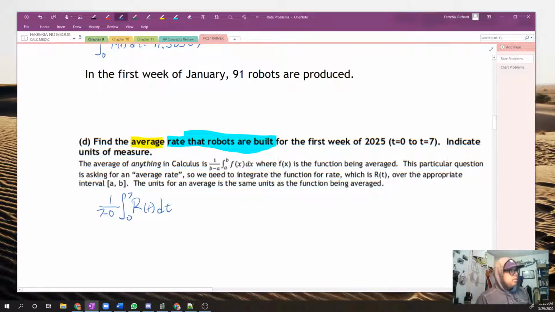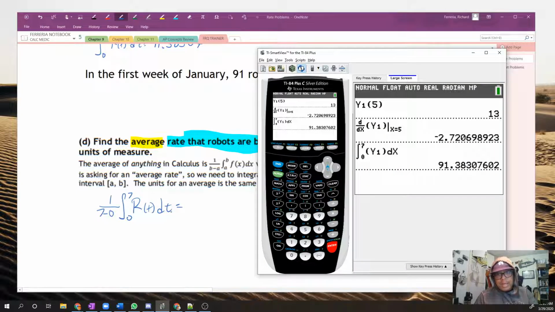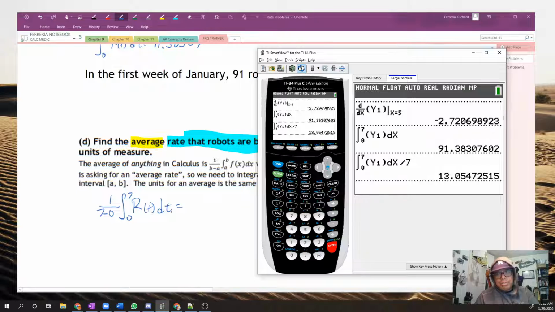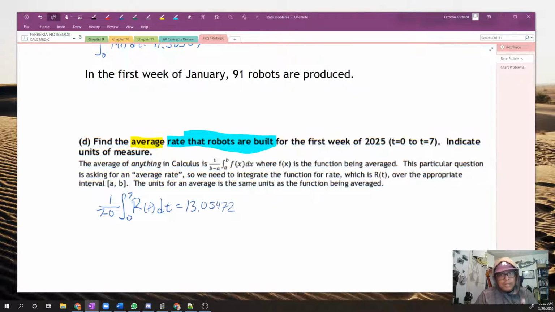Semantics, right? Okay, we have an expression here, and it's already on our calculator. So let's pull that up. Actually, let's take that entire integral and divide it by 7, and that should give us our result: 13.054. So there is the brute mathematics of the entire thing.